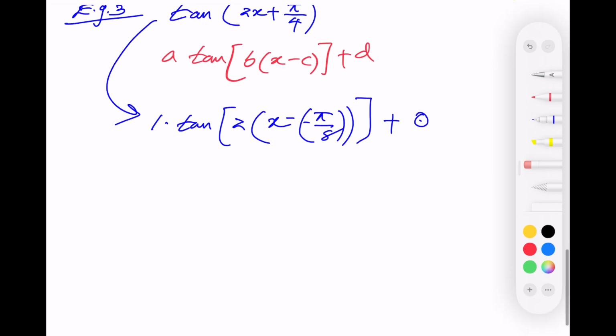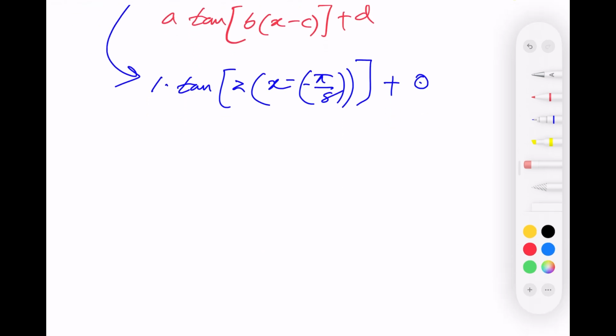Now we can figure out all the components. We know a is equal to 1, but I'm not interested in that amplitude. What I need is the value of b, which is equal to 2. In fact, it is not the b that I need, it is the period. Period for the tangent function is defined as pi over b. b is equal to 2. Therefore, the period is going to be equal to pi over 2.